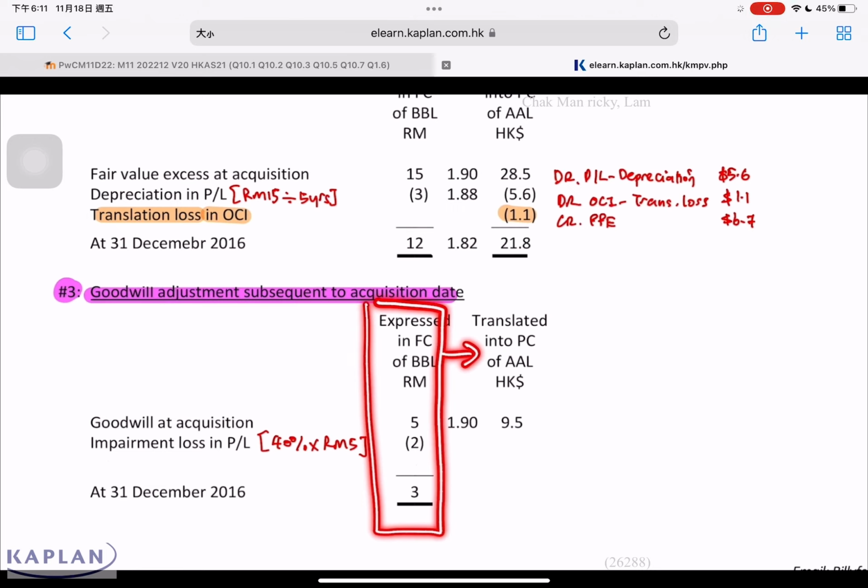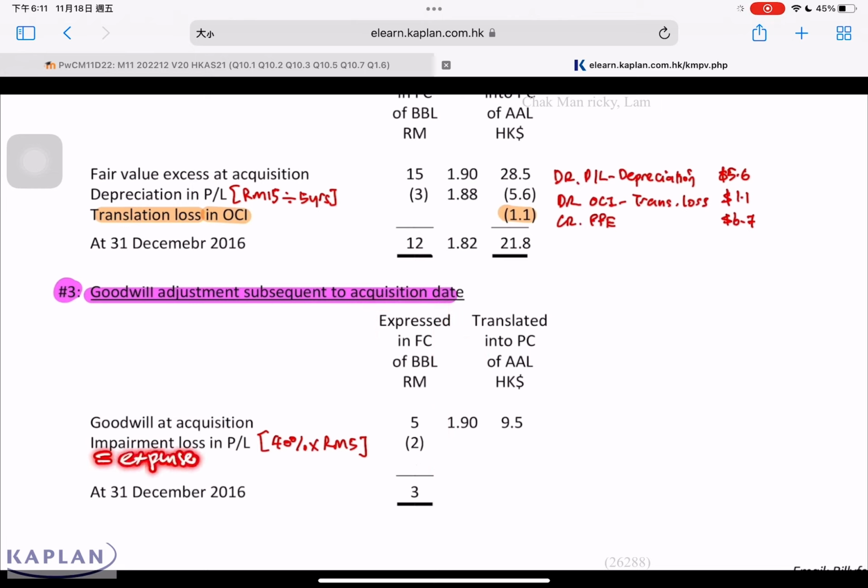All assets and liabilities at the year end will be translated using closing rate. All income and expenses will be translated using the average rate. Impairment is considered as an expense, a loss. This will be translated using average rate. The year-end figure for goodwill is an asset. Assets will be translated using closing rate. The average rate for the year is equal to 1.88. The closing rate is equal to 1.82. Translated impairment loss should be equals to Hong Kong dollar 3.8. The translated goodwill at the year end is equals to Hong Kong dollar 5.5.